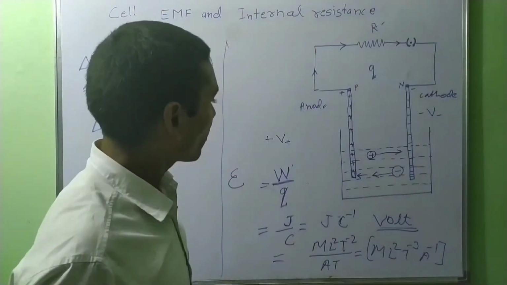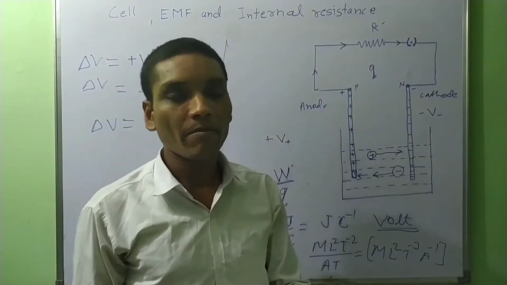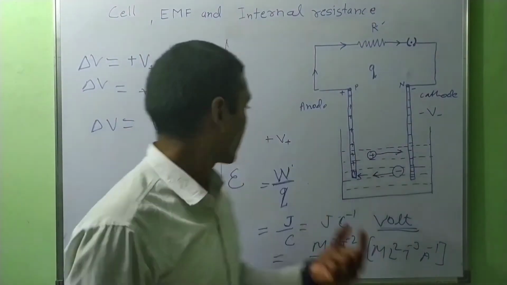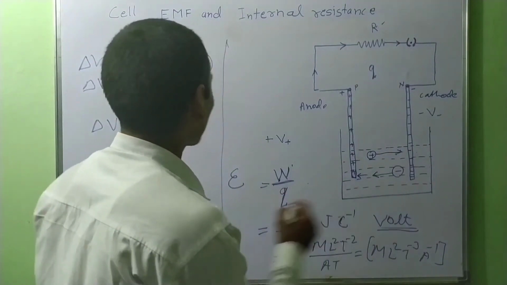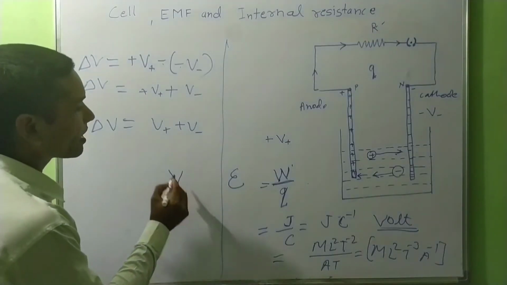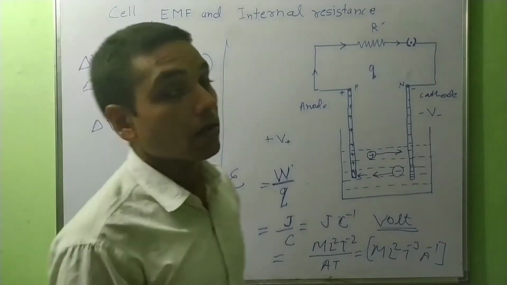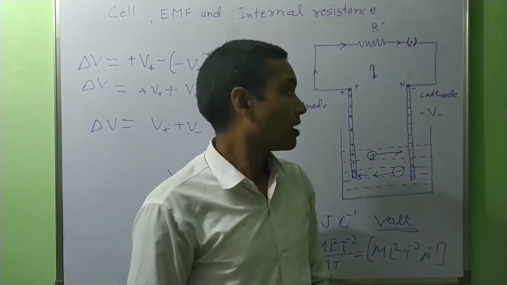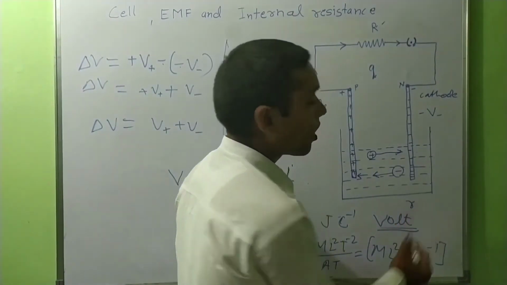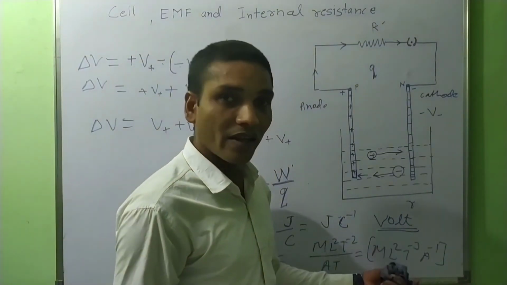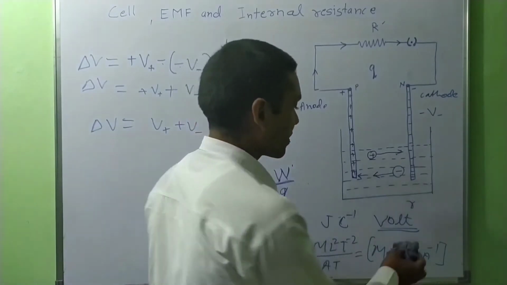Now we have to find the relation between the electromotive force epsilon and the terminal potential. Terminal potential is denoted by V in this topic, and the internal resistance of the cell is denoted by small r. But what is the internal resistance? What is the definition of internal resistance? We have to understand here.